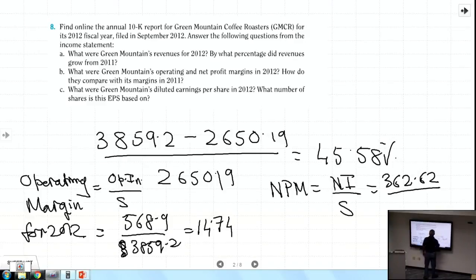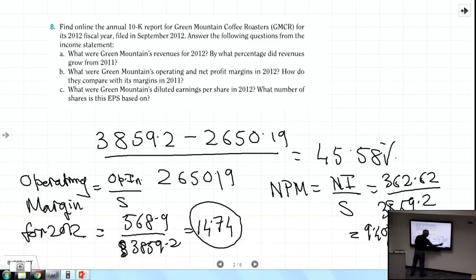So net income is 362.62, and we will divide that by sales, which is 3859.2, which gives us a net profit margin in 2012 of 9.40%. So that's our operating profit margin, that's our net profit margin. Similarly, you could do this for 2011, and then you can figure out the change.